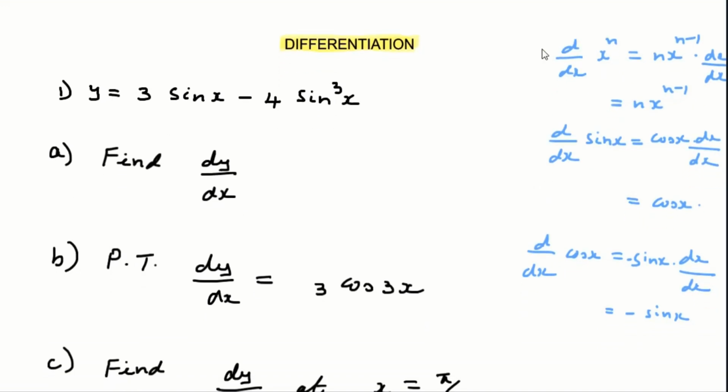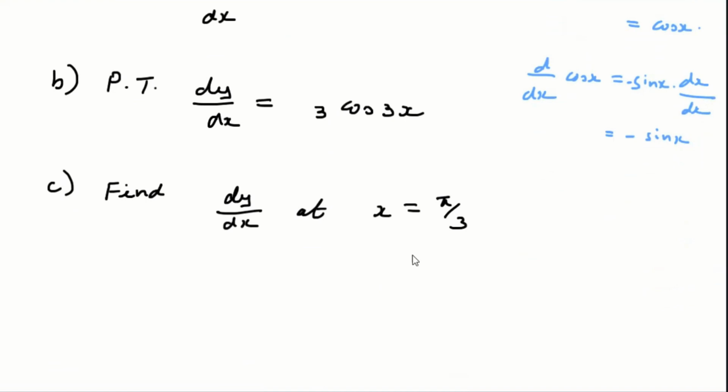First question, y is equal to 3 sin x minus 4 sin cube x. So that is the question given to us, and you are supposed to find dy by dx. Then prove that dy by dx is 3 cos 3x, and there is also one more subdivision. The same question can be done in many methods. So let us try to solve it and find the solution for it.